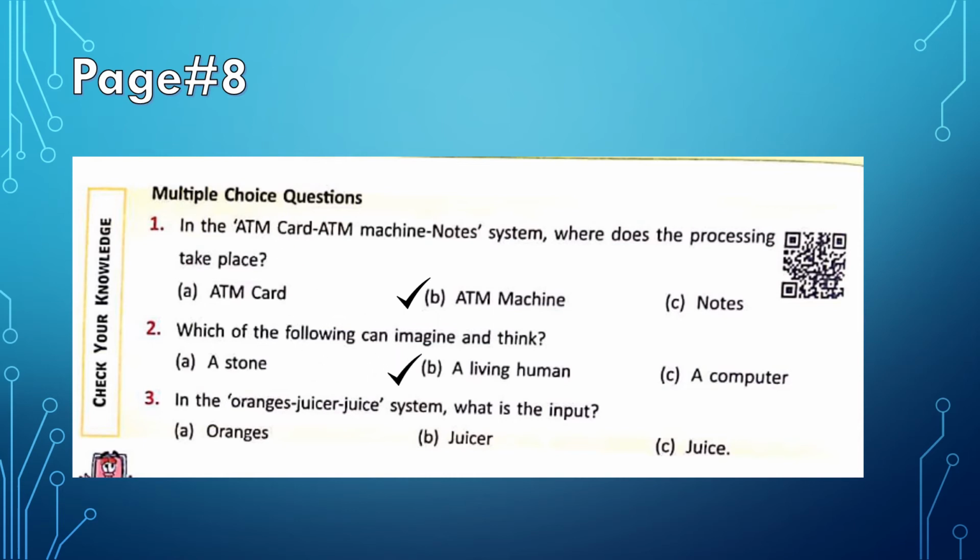A living thing, a stone, a living human being, a computer. A living human can imagine and think. Our third one is, in the oranges juicer juice system, what is input? Which thing is input? Oranges. Good. So mark all these MCQs on your page number 8 with your lead pencils.